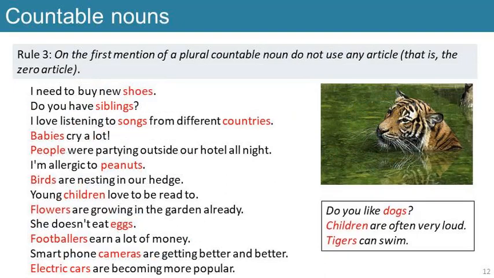Now we are ready for Rule 3. On the first mention of a plural countable noun, for example when generalizing, do not use any article, that is the zero article. For example, do you like dogs? Children are often very loud. Tigers can swim.